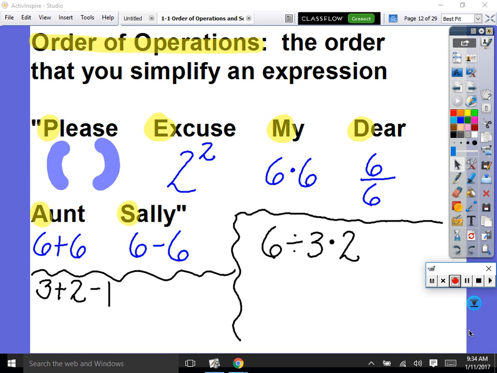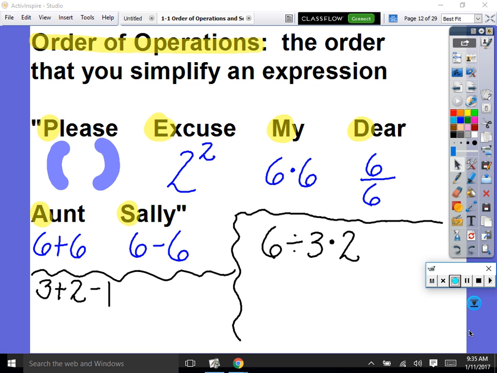So, order of operations, that's just the order that you simplify an expression. The order in which you must simplify an expression correctly. A lot of different teachers use different little things to help you remember the order that you should first simplify things. So this is just one that many of you have probably heard before.